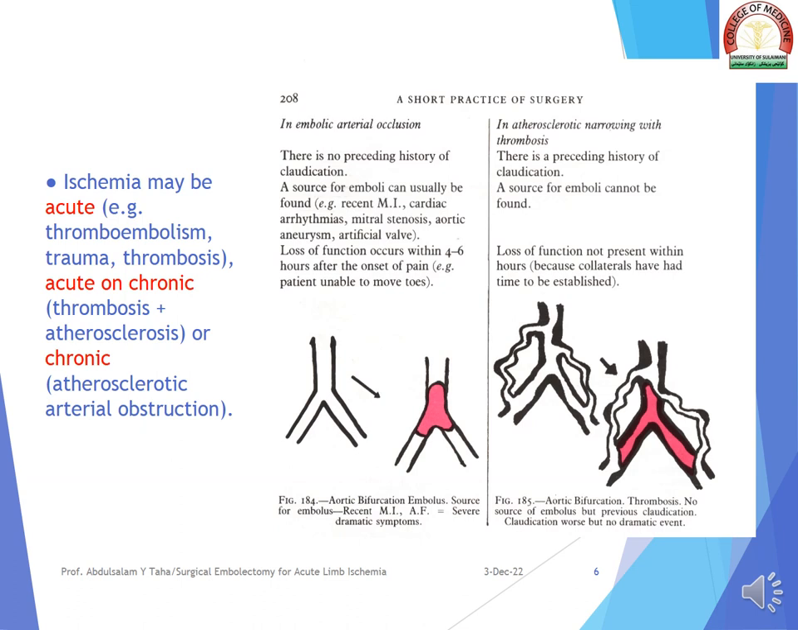While in atherosclerotic narrowing with thrombosis, there is a preceding history of claudication. A source of emboli cannot be found, and loss of function is not present within hours because collaterals have had time to be established.